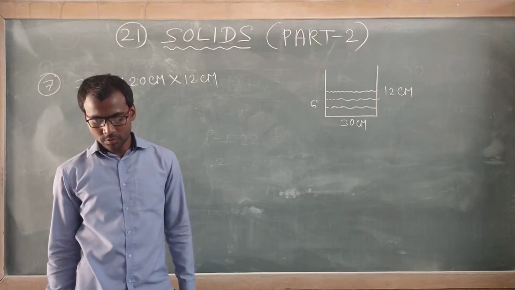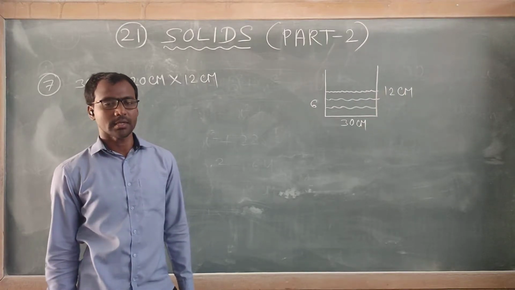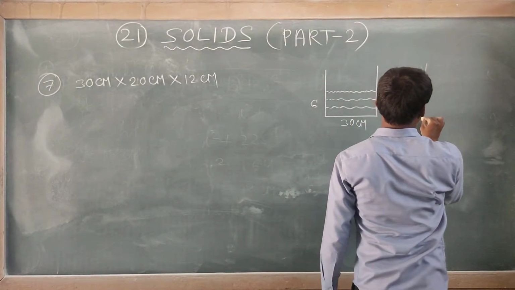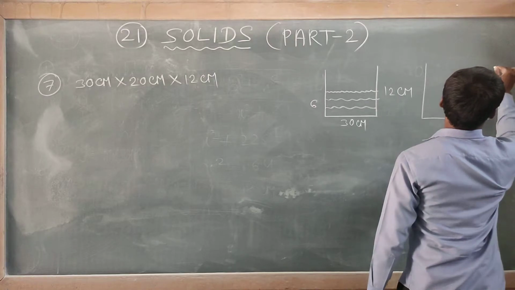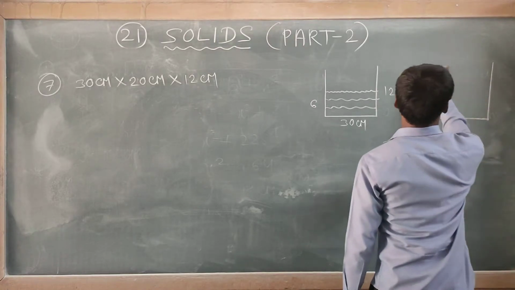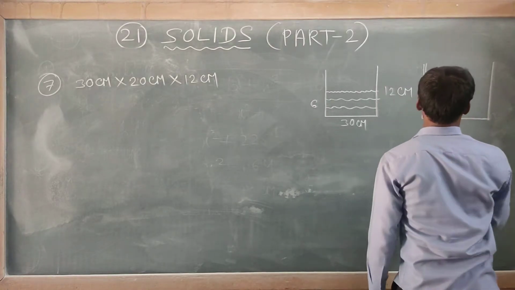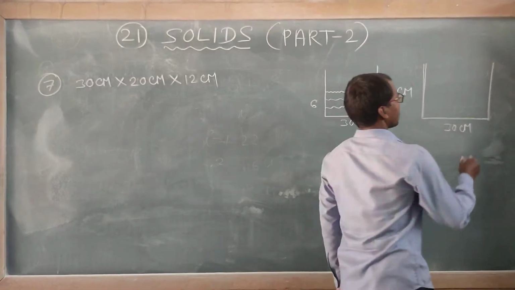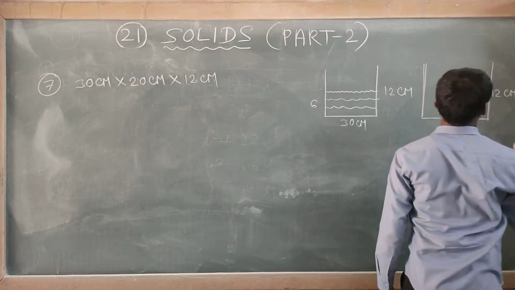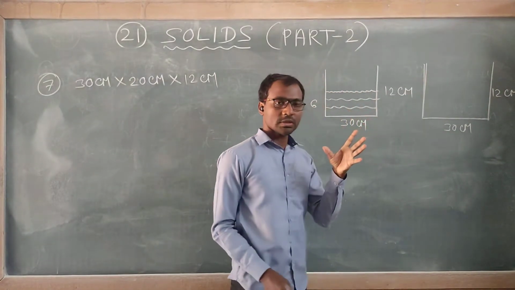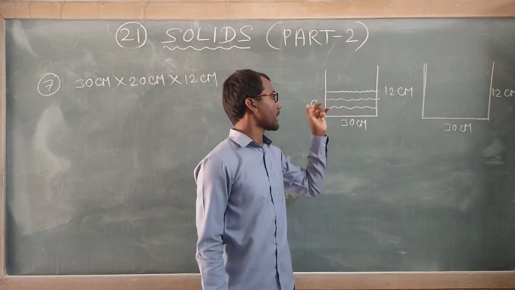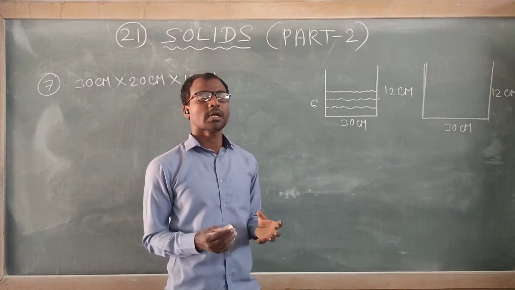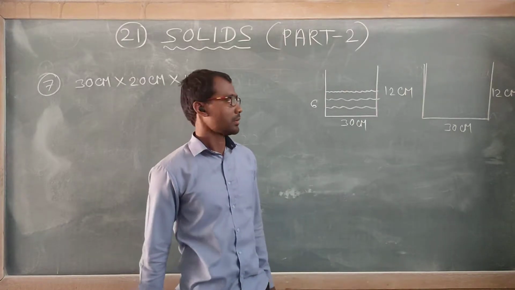A metal cube of side 10 cm is placed in the tank. In the second phase, same water tank, same dimensions. This is 30 cm again, and this is 12 cm. Water was already there up to a height of 6 cm. Then a metal cube was placed inside it. So definitely there will be some rise in the level of water.